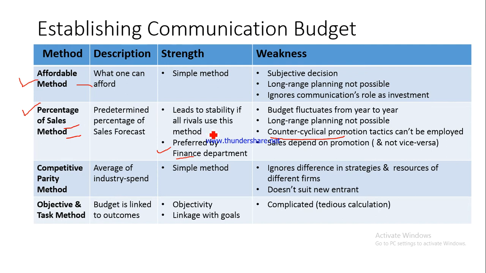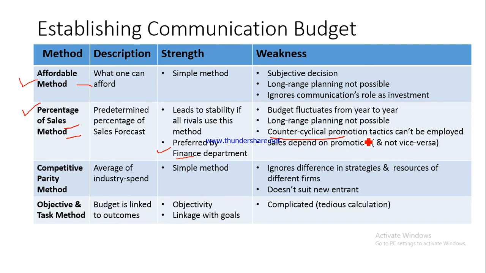Counter-cyclical, when the sales are low, according to the percentage of sales method, the absolute amount of expenditure, absolute budget dedicated to communication campaign would also be low. However, we want to do the exact opposite. We want to spend more in our communication campaign. This would not be possible here.